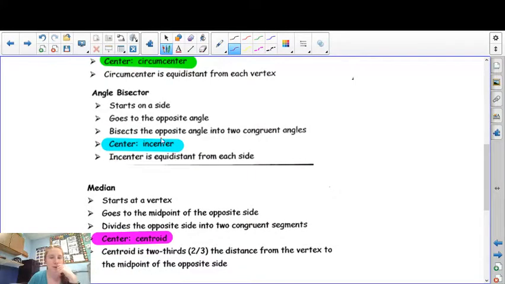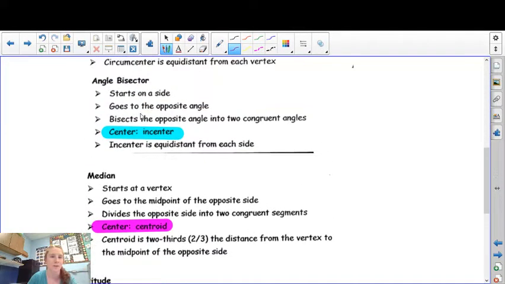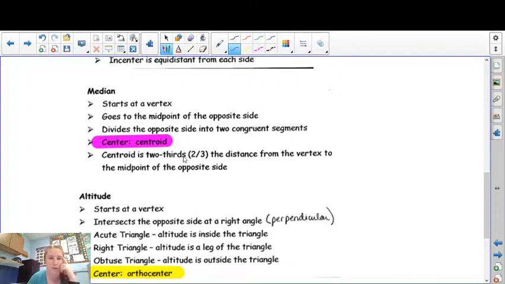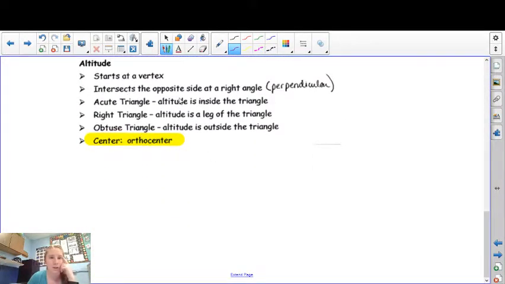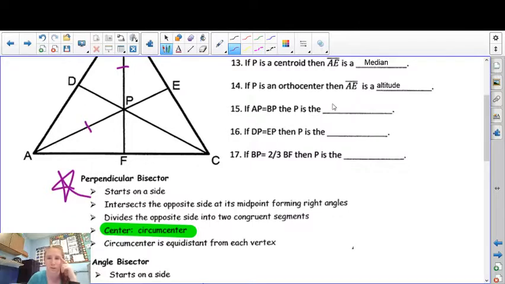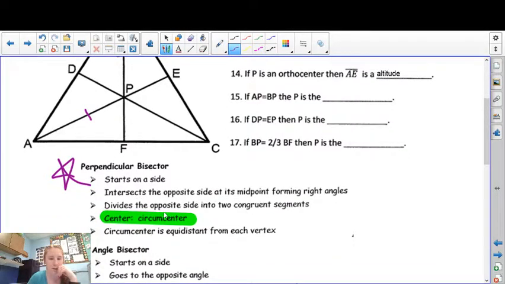Starts at the side, goes to the opposite side, bisects the opposite angle into two congruent angles. I don't have anything with angles, so I don't really care about a bisector. Median. Midpoint on the opposite side, divides opposite side into two congruent segments. Centroid is 2/3 the distance. Nope, I have equal distance. Altitude starts at a vertex, intersects the side. Altitude is inside, outside, the leg, and outside. It doesn't matter at all. So it has to be perpendicular bisector. So it bisects it, so then P is the circumcenter.